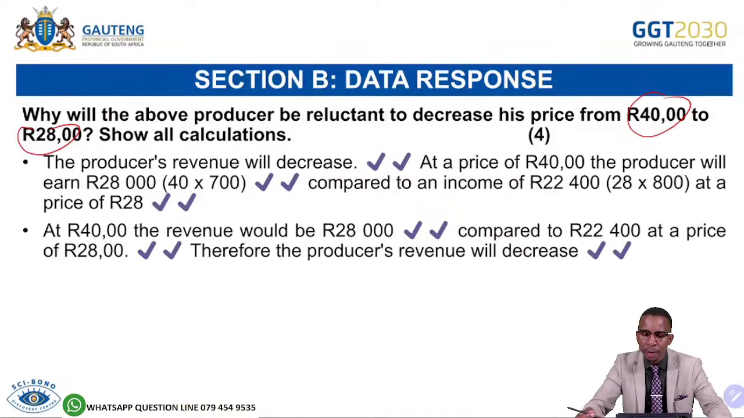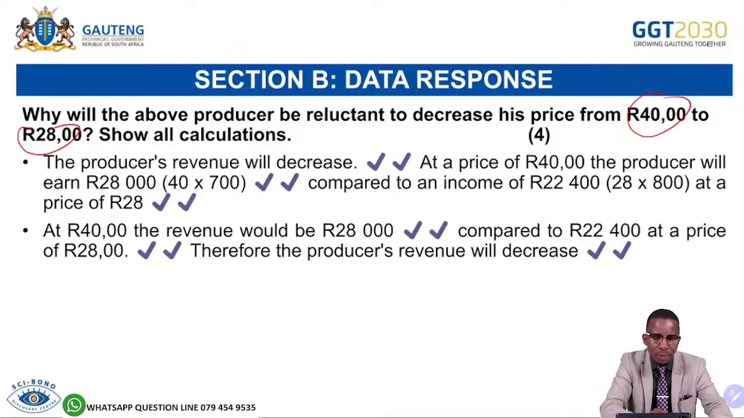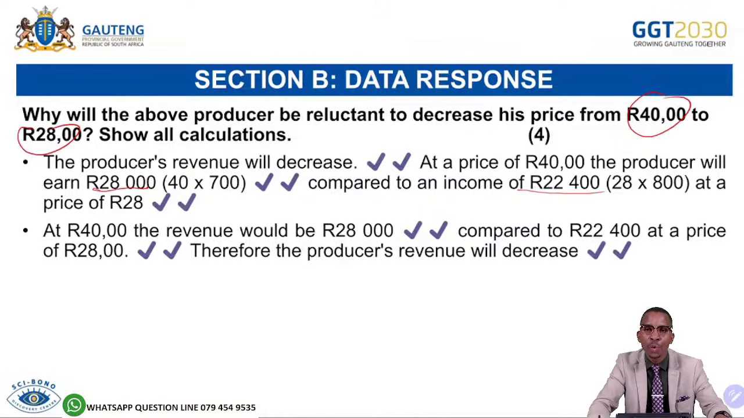So it is reduced from how much? From 28,000 when the firm sells at 40 Rand to how much? To 22,400 when the firm is selling at 28 Rand. For that reason, the firm will always be reluctant to lower its prices, because total revenues will decrease. So it is important for you to show the calculation like TR equals P times Q. You say 40 multiplied by our output in there, 40 multiplied by 700, you get your 28,000, and then you say 28 multiplied by 800, you get your 22,400.